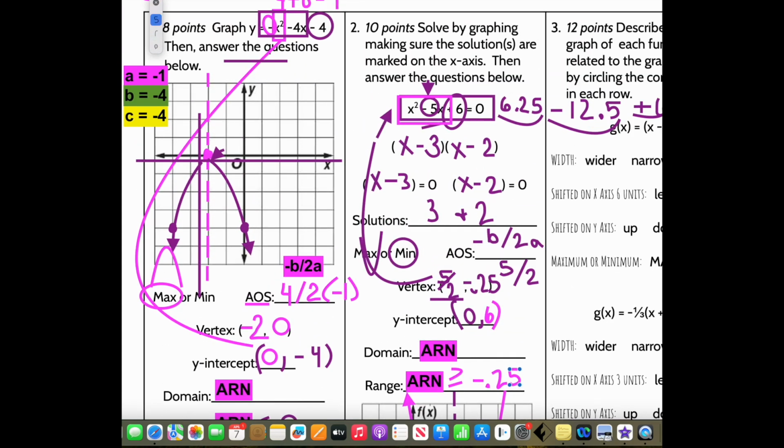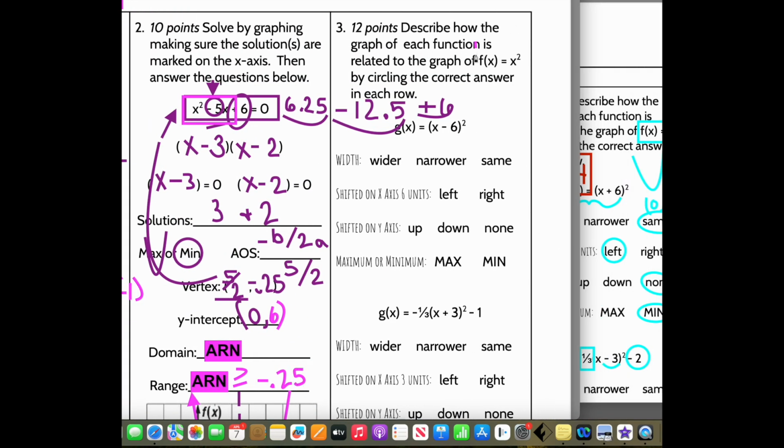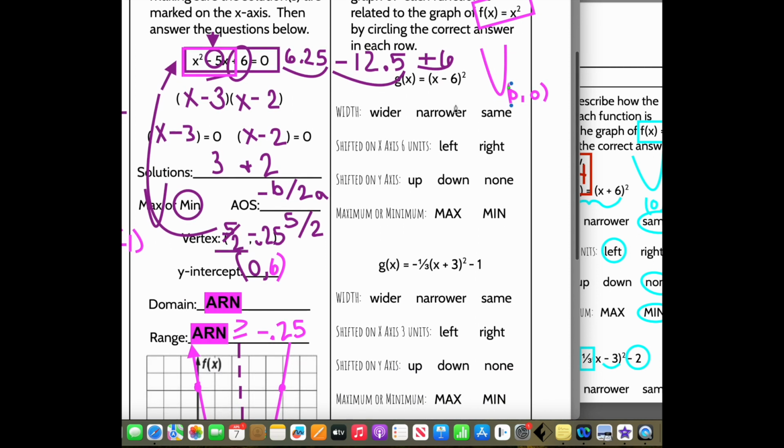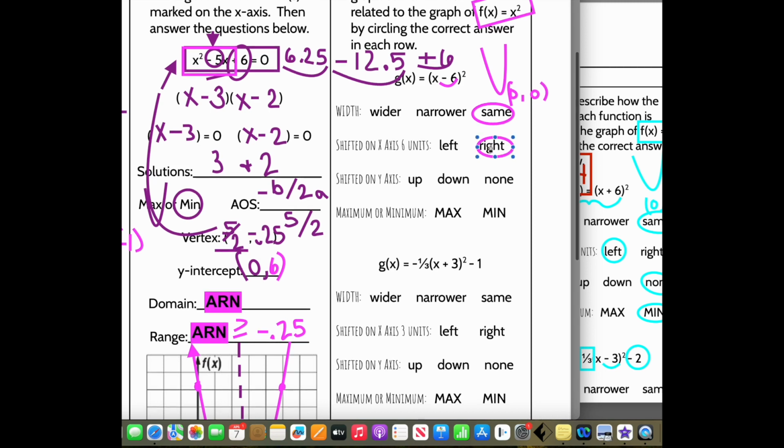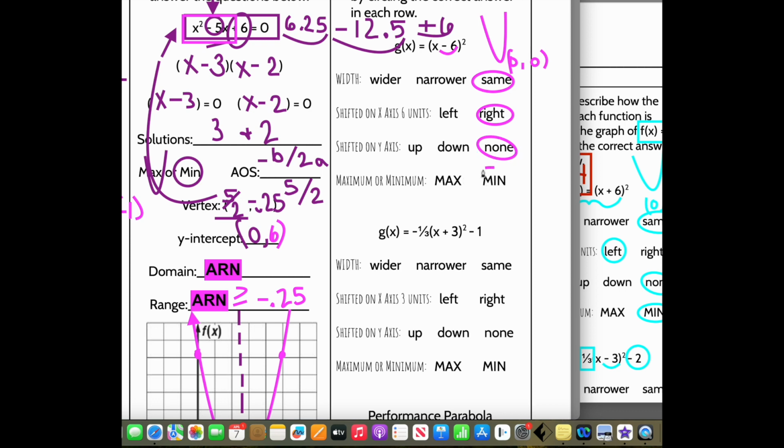Finally, question number 3, we are looking at the parent function of x squared. So the general function that looks like this, touching down at the point 0, 0, how do these other functions compare to that when we start adding and subtracting coefficients? So in this case, the width would be the same as our parent function, but it's going to shift 6 units to the right, and it's not going to shift at all on the y-axis, and it's going to be a minimum just like our parent function.